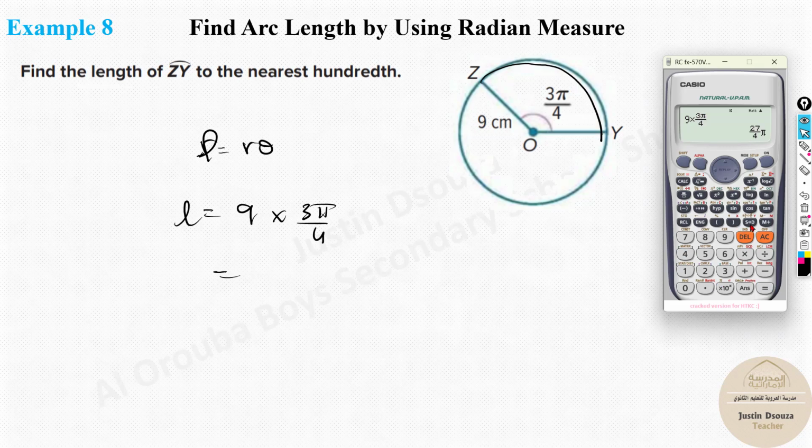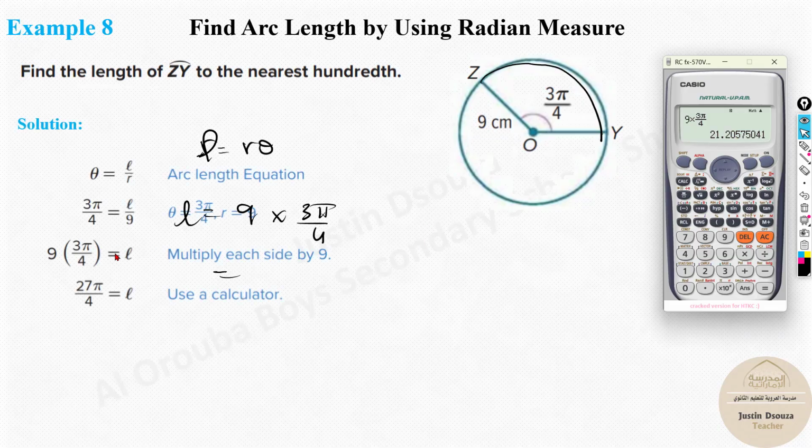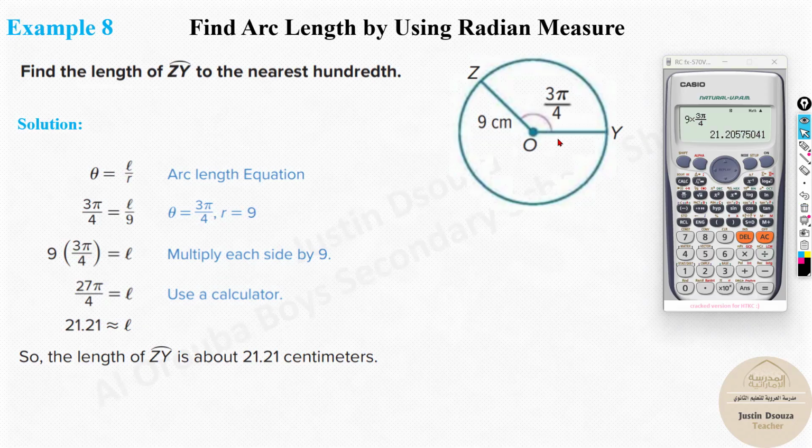It is 27 by 4 pi. But now this is length, arc length we are finding, length of the arc. So we don't write in terms of pi, we need in terms of unit. That is, nearest 100, 21.21 would be the answer. 21.21, you can see over here. That is the arc length. Now don't forget the units, it's in centimeters. So it is 21.21 centimeters long.